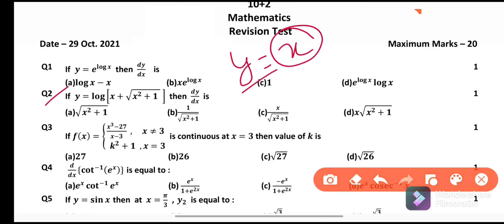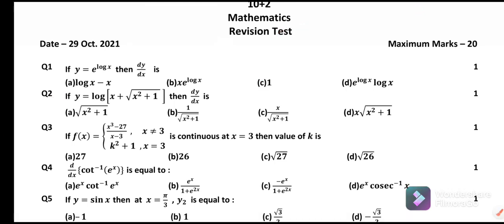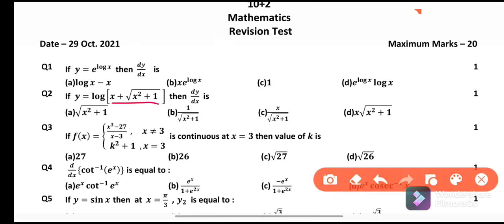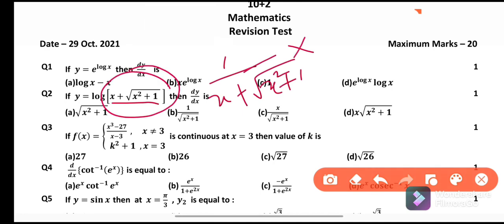Next question: if y is equal to log of x plus under root x square plus 1, then dy by dx is, now because the differentiation of log x is 1 by x plus under root x square plus 1, and the differentiation of this is, differentiation of x is 1 plus differentiation of this is 1 by 2... Now by taking LCM and solving, we get B option.